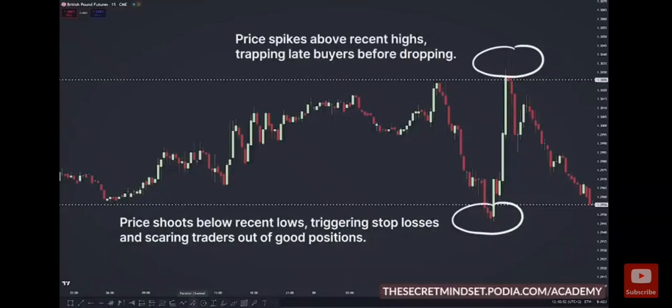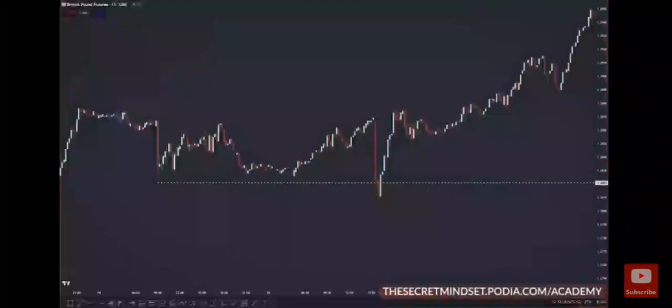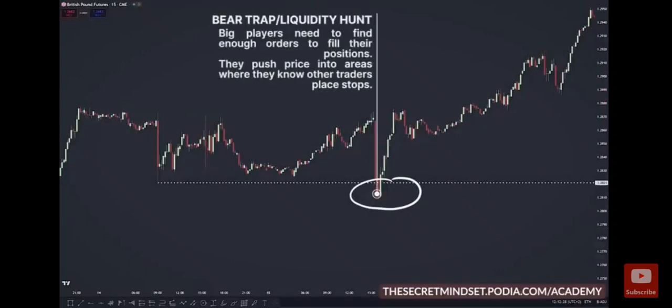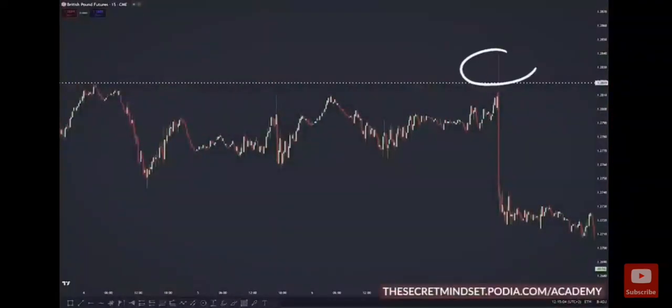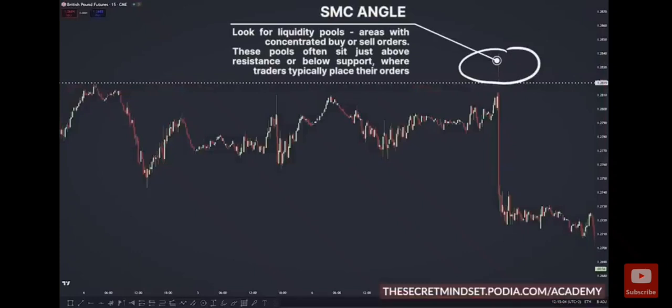Smart money concepts simply added structure to this pattern. They look for liquidity pools, areas with concentrated buy or sell orders. These pools often sit just above resistance or below support, where traders typically place their orders. The validation process follows simple rules. For a bull trap, price breaks above a recent high, then reverses sharply. For a bear trap, price dips below a recent low before bouncing hard. These moves happen fast, catching unprepared traders.